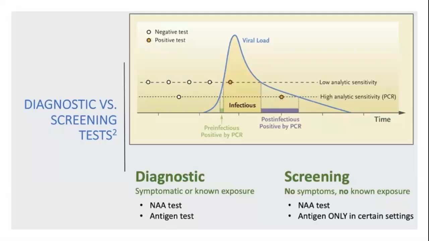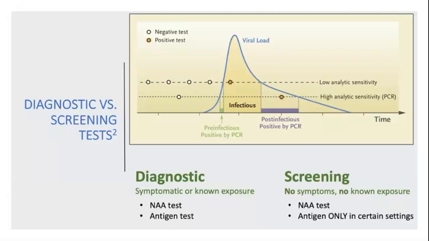However, antigen testing can be considered for congregate settings if testing can occur more frequently. So this is also represented in the graph with the dashed horizontal line with the low analytic sensitivity. If testing is performed frequently enough, it is possible to capture the infectious phase even with a lower sensitivity antigen test. And so I alluded to this earlier, but here's another interesting thing to point out in this particular graph.